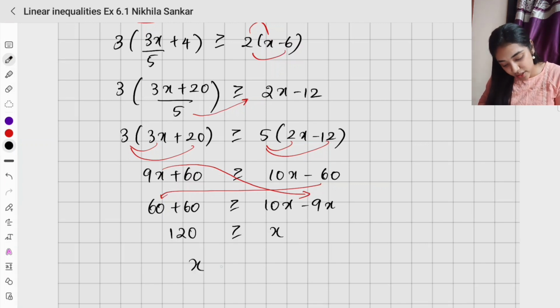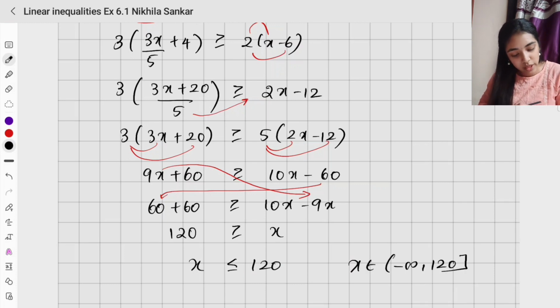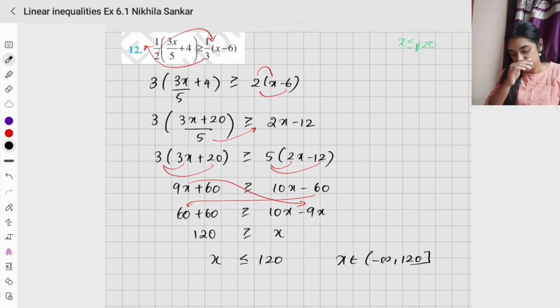So x less than or equal to 120. I'm just rearranging, no changes. So how can we write this? X belongs to minus infinity to 120 including 120. Okay, so square bracket. Please copy.